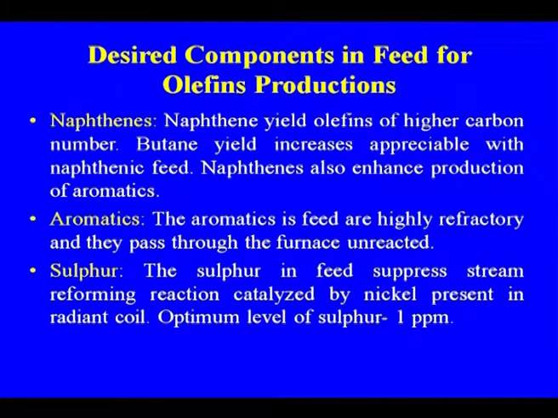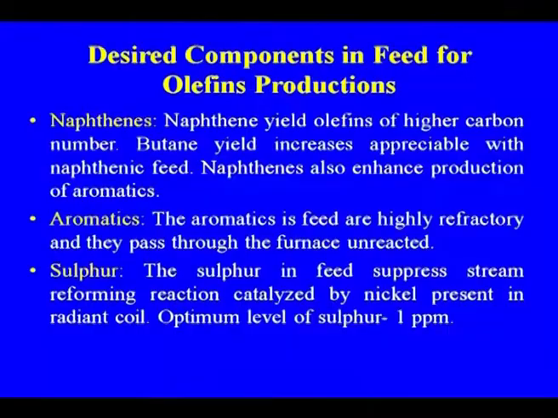So, butane means C4 gases, and its yield will increase if you have more naphthenes. Appreciable with the naphthenic content, and the naphthenes also enhance the production of aromatics. Aromatics mean more pyrolysis gasoline from the naphthenes. The aromatic feeds are highly refractory and they pass through the furnace unreacted. So, this is the problem when we have more aromatics.